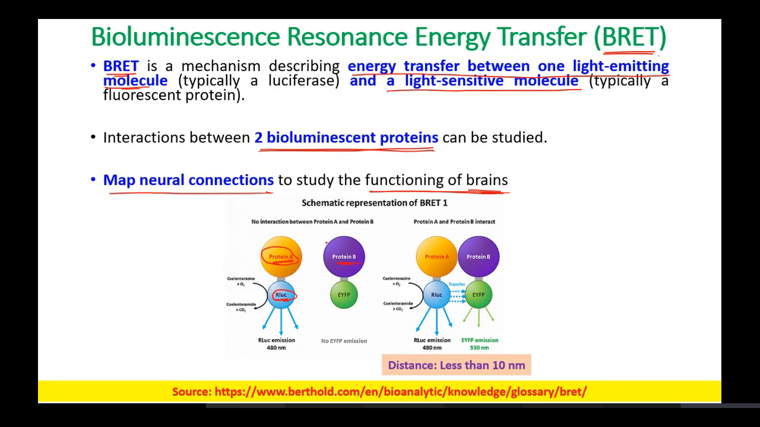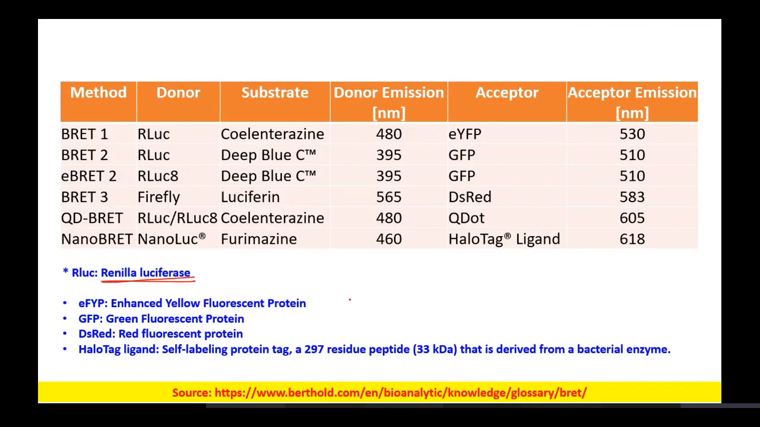Now there is another protein, protein B. This protein B is being conjugated with EYFP. What is EYFP? EYFP is enhanced yellow fluorescent protein.